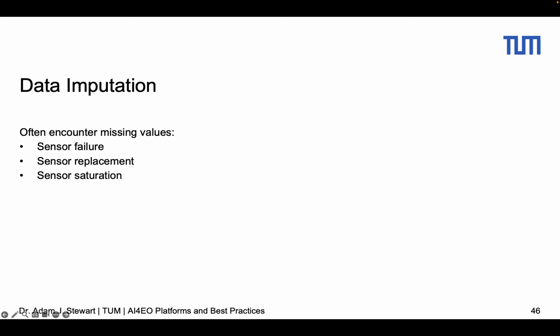Okay, so one of the things that you might need to do is data imputation. Again, there's a lot of reasons why your data might have problems. For example, sensor failure, or sensor replacement, or sensor saturation, or also cloud cover, of course.